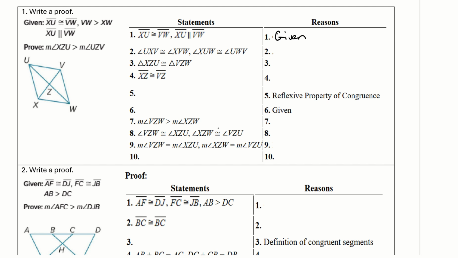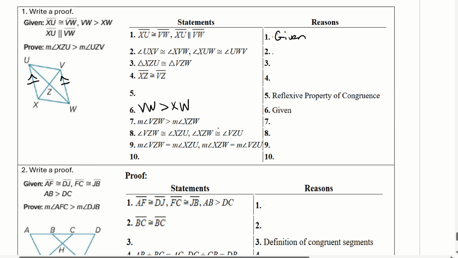So XU is congruent to VW. We also know that XU is parallel to VW, because it says that there. We also know that VW is greater than XW. And so that's another given. So let's fill that up. VW, let me just rewrite that. Okay, good. So that's a given.